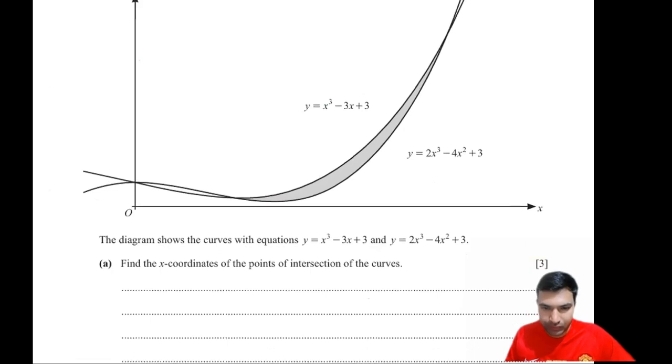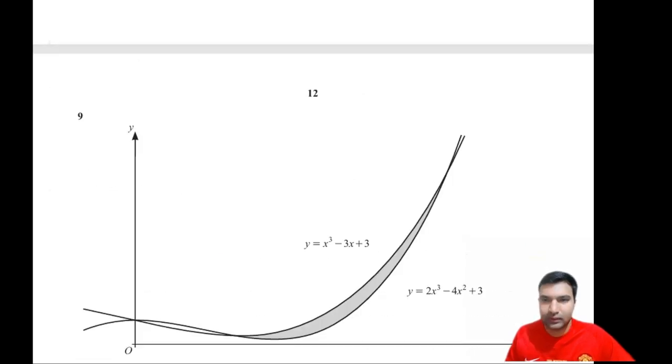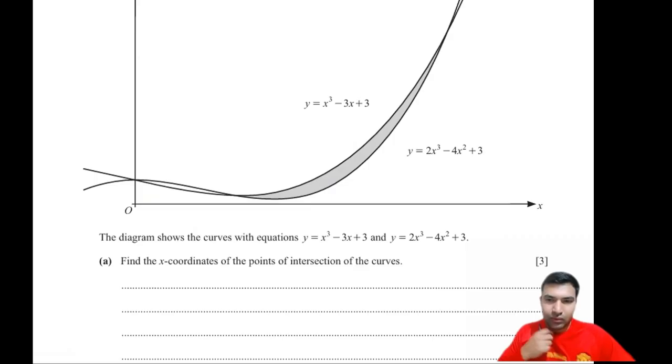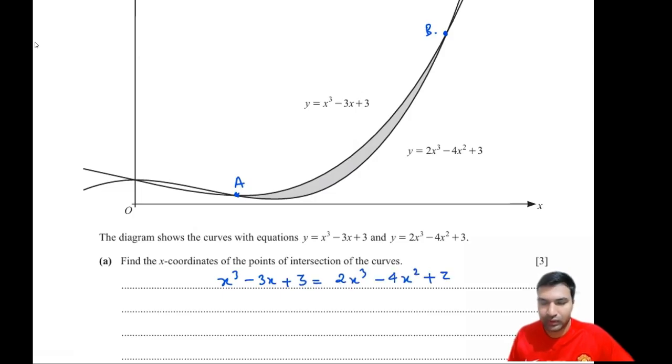All right. It belongs to the point of intersection. Now, two equations are given to us. We need to find the point of intersection. So, what is the point of intersection concept? We just equate these two functions, isn't it? This is one curve and this is another curve. Let's name these A and B and equate them. So, we get x cubed minus 3x squared plus 3 is equal to 2x cubed minus 4x squared plus 3. Whenever you need to find the point of intersection, always equate the two equations given to us.